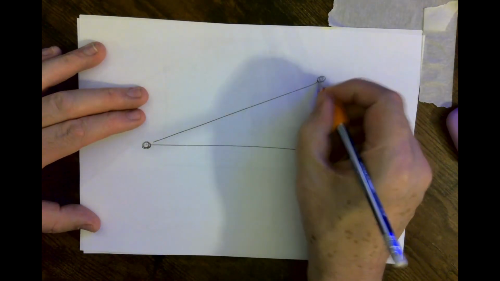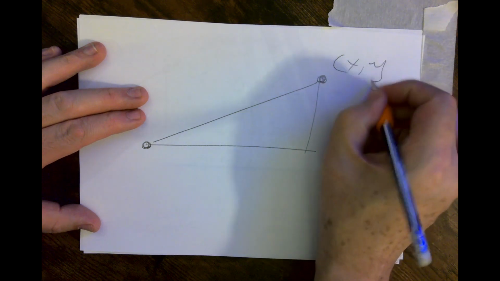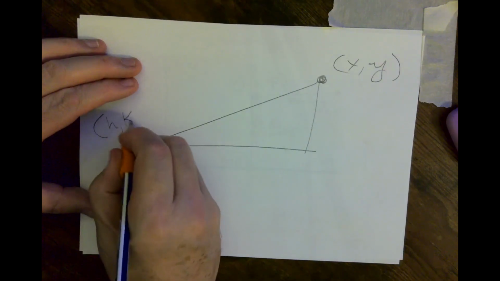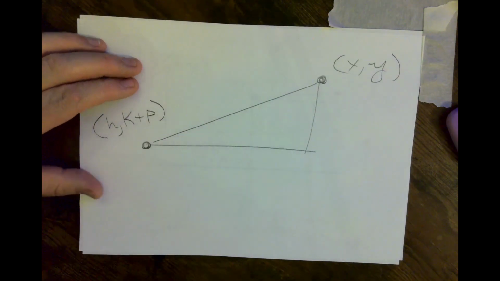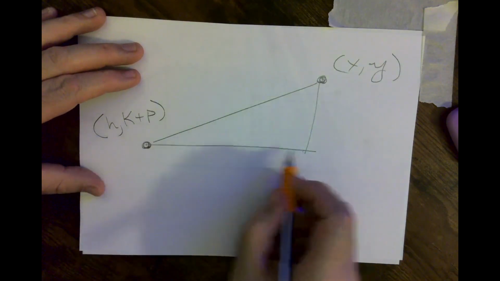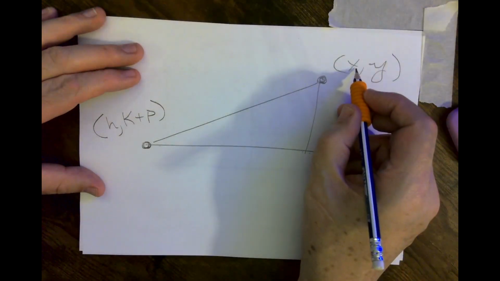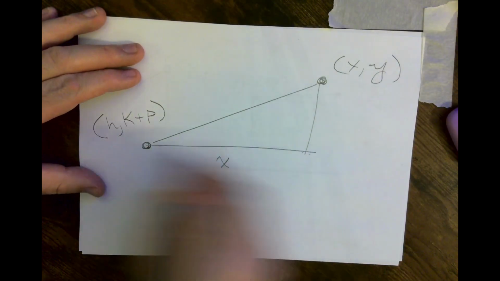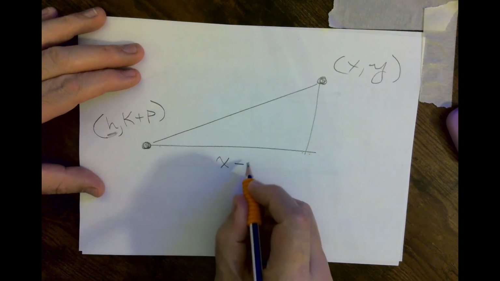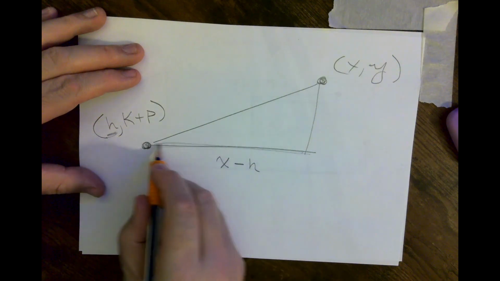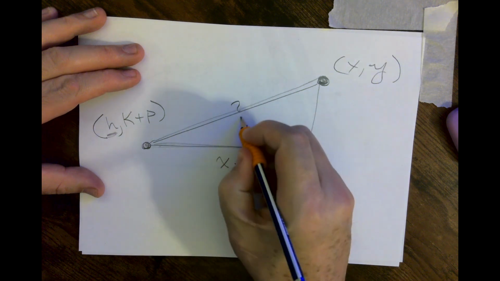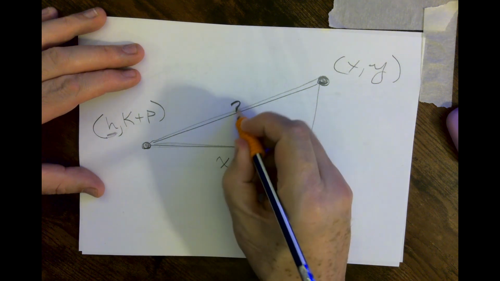Here's our focus. There's our point, (x, y). This is our focus, which is (h, k plus p). So this distance here is x minus this x value. That's this leg. This is the point. We want this distance right here. That's what's in question.